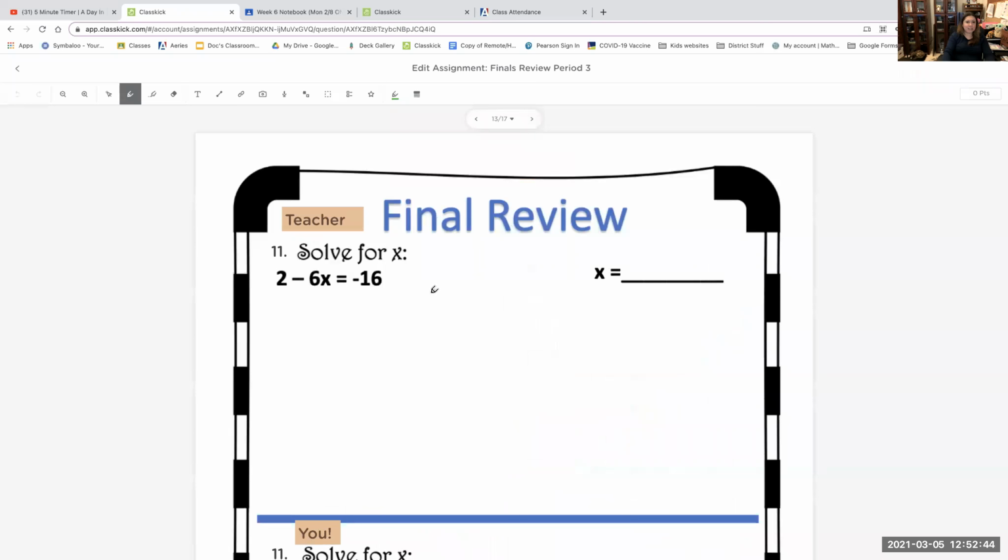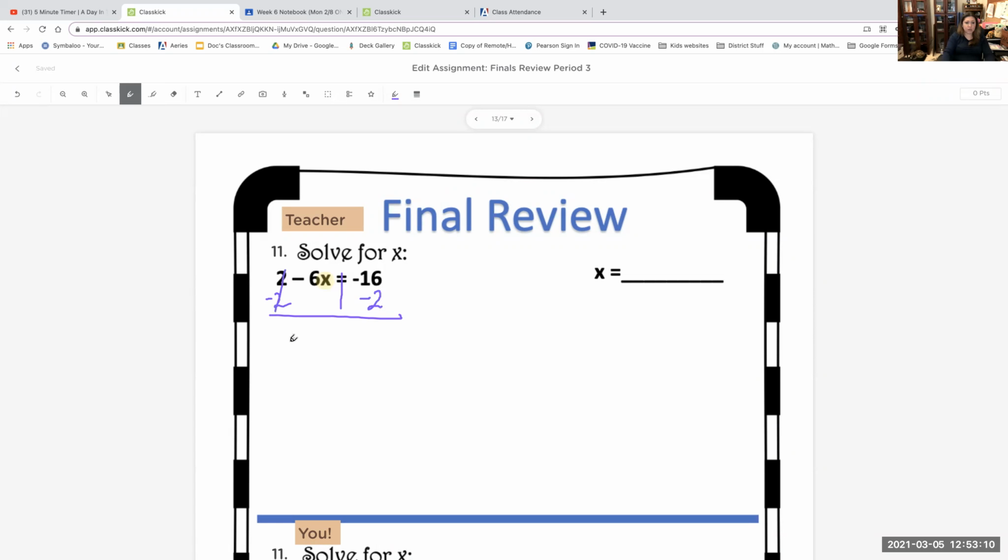So this one should be very easy. This is just solving. It's just like two steps. Simple, easy, nothing to really do. Again, I want to get this x all by itself. So I need to get rid of this +2. I have a positive. So what do I do? I subtract 2 from both sides.